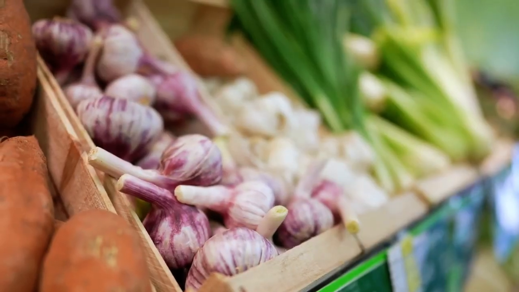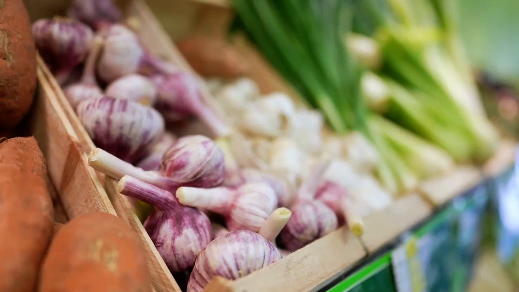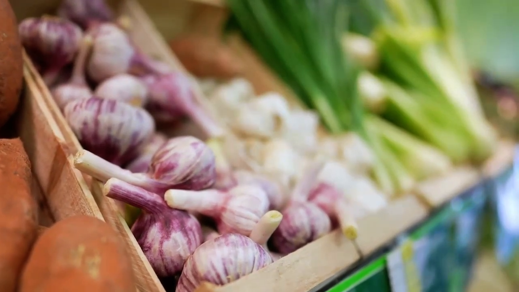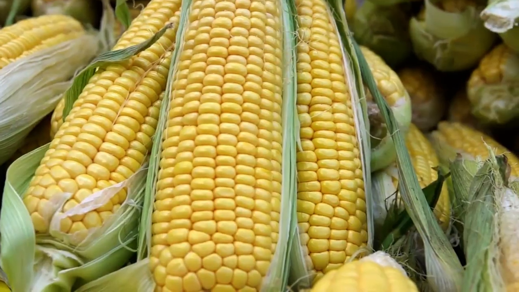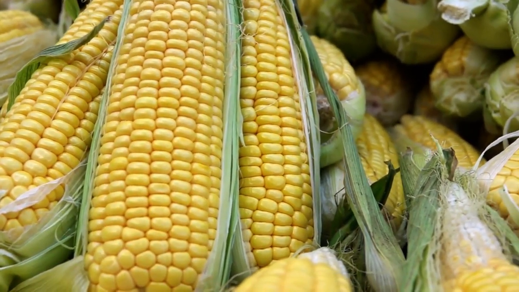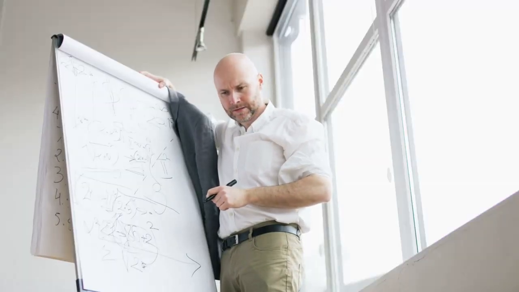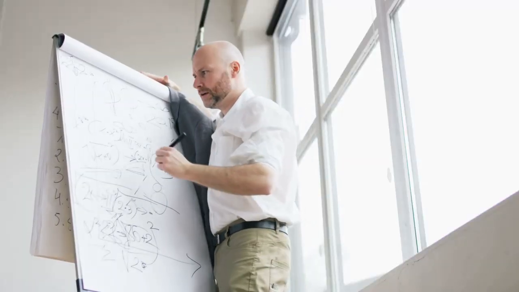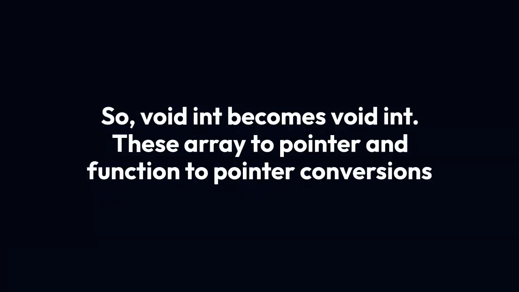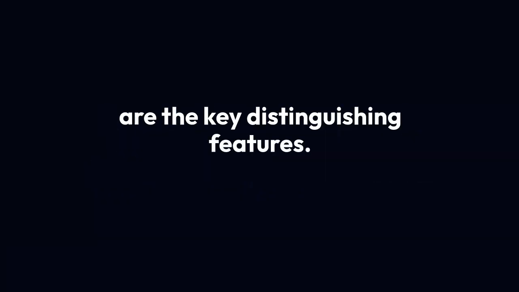It performs two additional crucial transformations. Firstly, if the type is an array, std::decay will convert it into a pointer to its first element. So, an int[5] becomes an int*. This mimics how arrays often behave when passed to functions. Secondly, if the type is a function type, std::decay will convert it into a pointer to that function. So, void(int) becomes void(*)(int). These array-to-pointer and function-to-pointer conversions are the key distinguishing features.